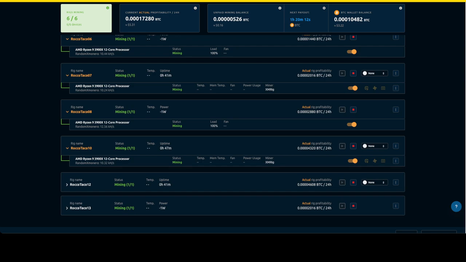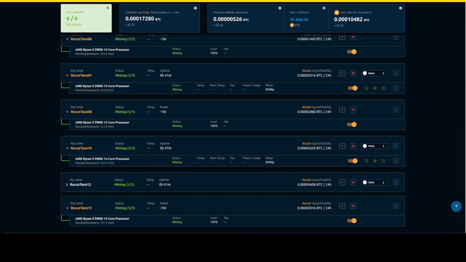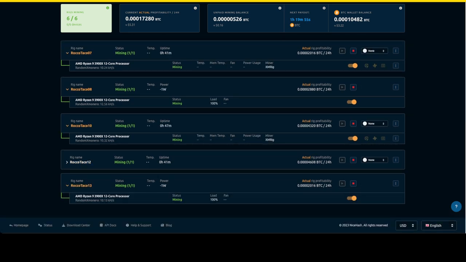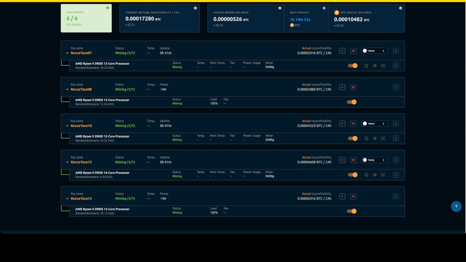We got Rocco Taco 3. Should be the same. It is RandomX Monero 10. But yeah, they're all about 10 kilohash. I need to figure out the profitability, why this guy up here does better than the other ones. All right, I'll have to look at that. Now, here's 12. This is the one-off, the outlier. It's not doing too bad. It's a 3950X, 16 core. 16 cores, baby! 9.3 kilohash a second. Profitability is 4608.